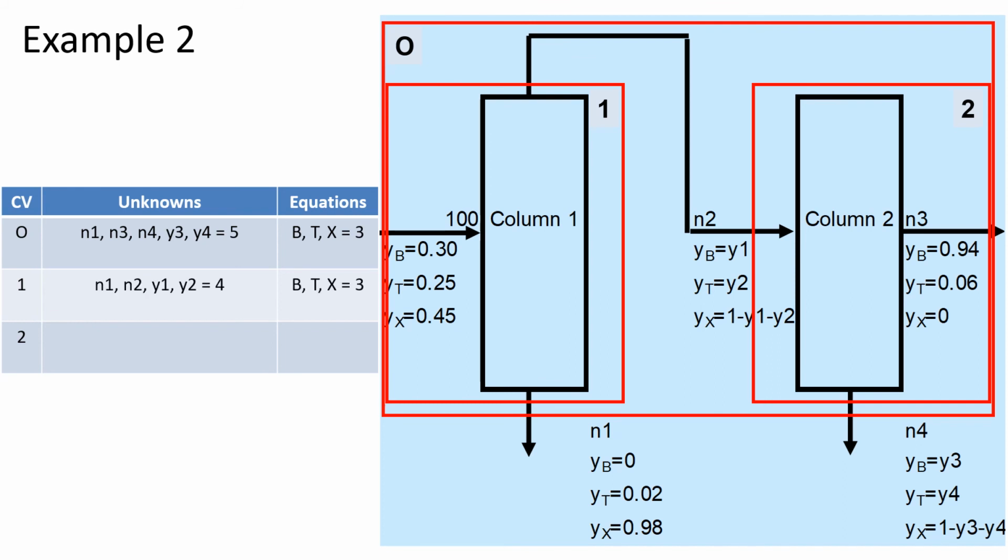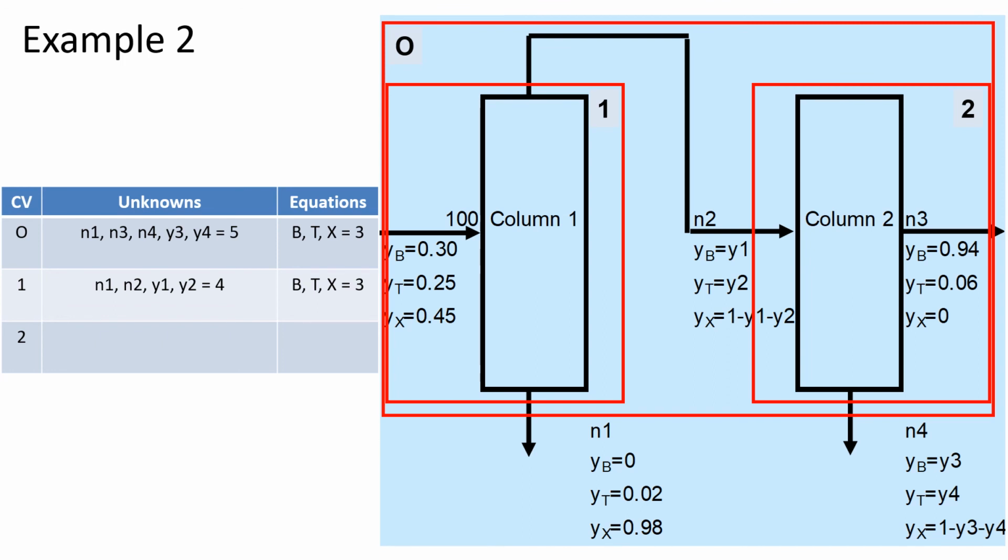Let's look at control volume 1. In control volume 1, what we see is that the number of unknowns for the 3 streams that cut across this control volume are N1, which is the flow rate of the bottom, N2, the flow rate of the top stream, Y1 and Y2, which are associated with the compositions of benzene and toluene in that top stream. So we have 4 unknowns. Within this control volume, there are 3 components, benzene, toluene, and xylene, so we can write 3 equations. For this control volume, the number of unknowns exceeds the number of equations, so we can't solve for the unknowns.